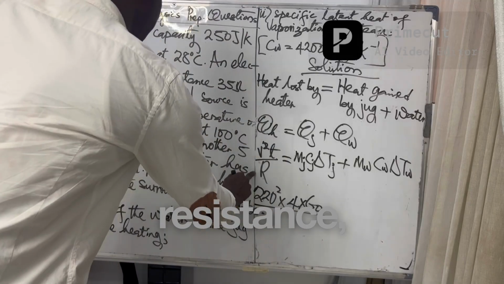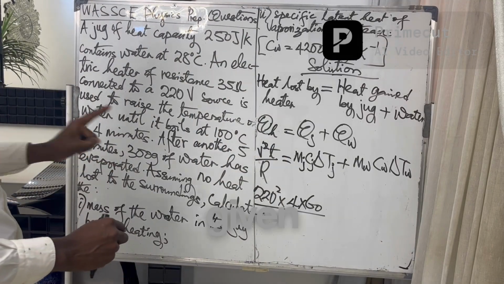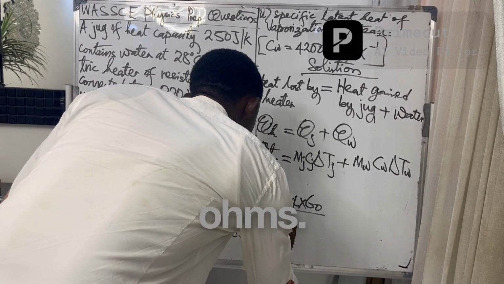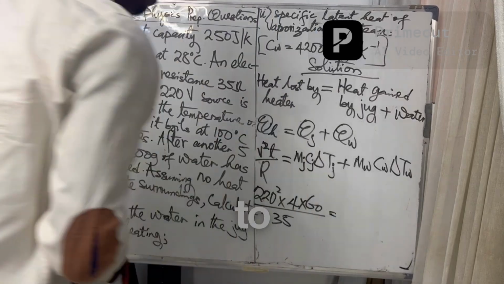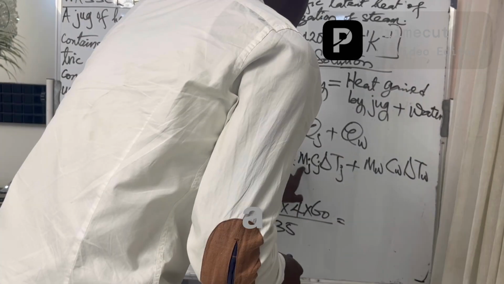divided by the resistance R. The resistance R was given as what? 35 ohms. All equal to the mass of... Now, we have a problem here.